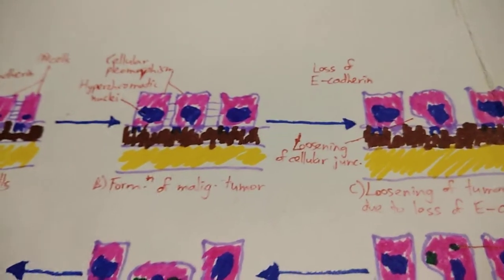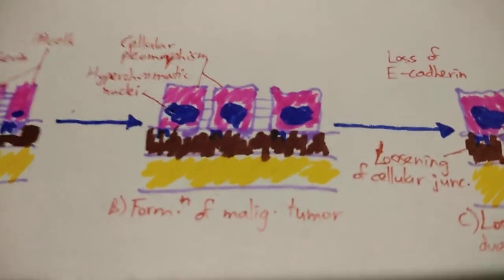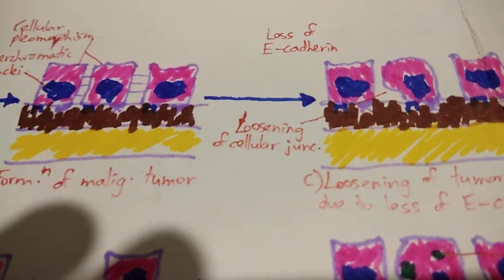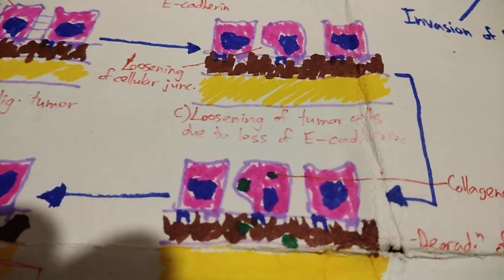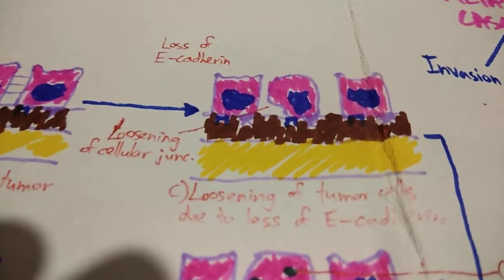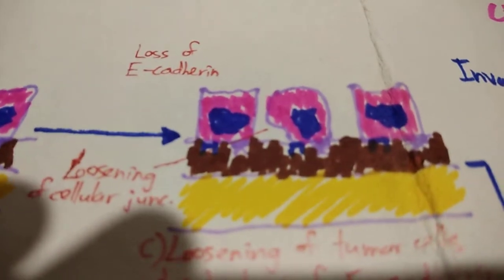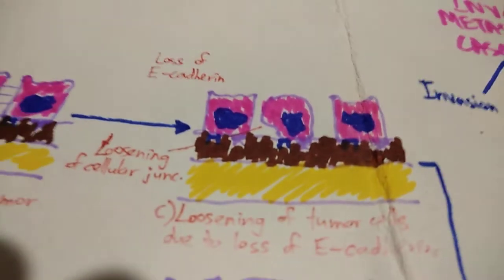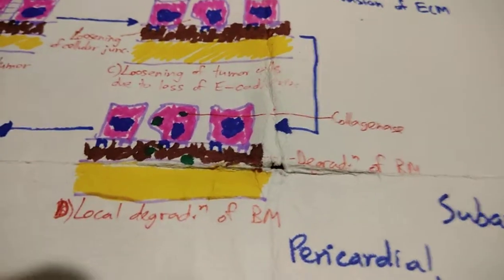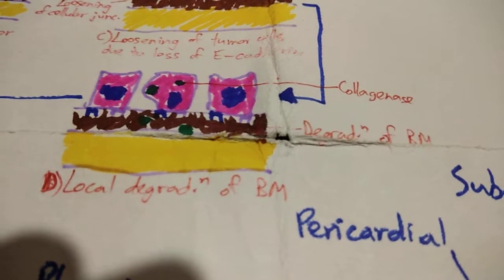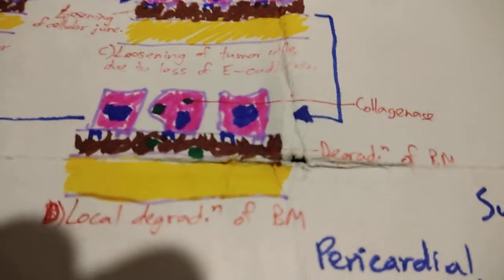Then eventually the E-cadherin bonds, which you see here, which is still intact over here, just break away. So as a result, there's an overall loosening of cellular junctions. So there's loosening of tumor cells due to loss of E-cadherin fibers. See, these guys over here, all loose. They can break apart anytime they want. Now, there's eventual degradation of the basement membrane. It happens locally because of increased activity of collagenase from these cells.